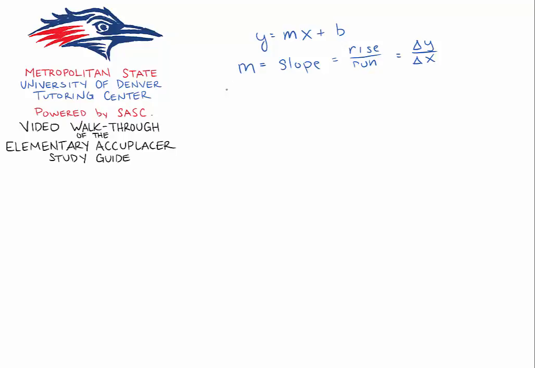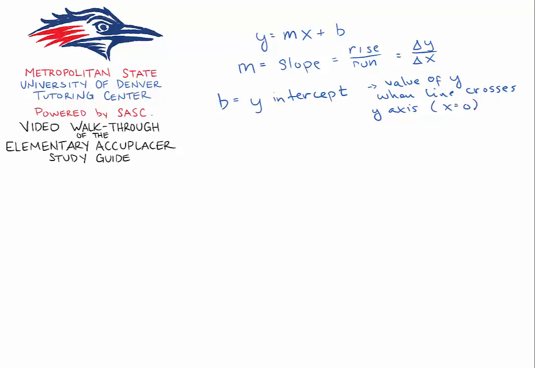If m is our slope, and we're talking about slope-intercept form, then b should be an intercept. In fact, b is the y-intercept. What that means is it's the value of y when the line crosses the y-axis, and that's where x equals 0.